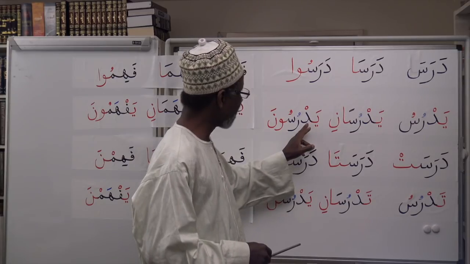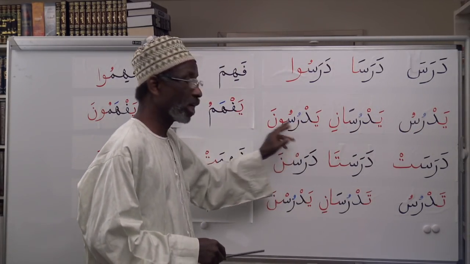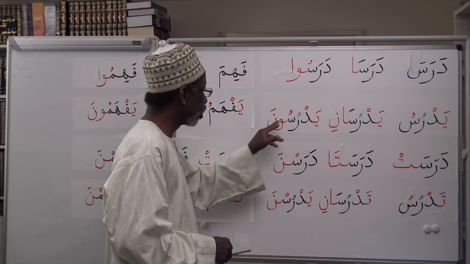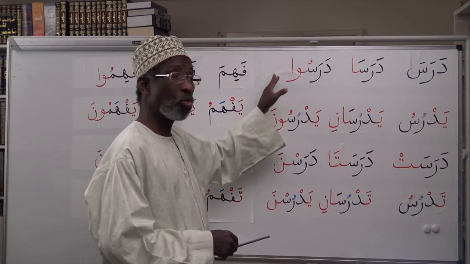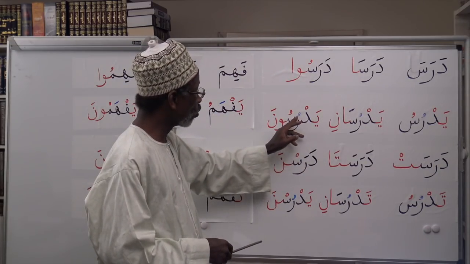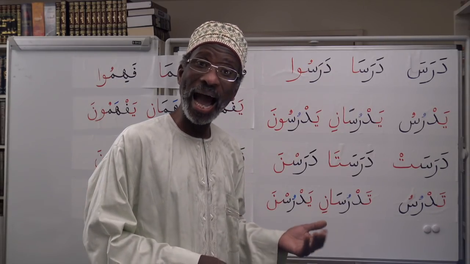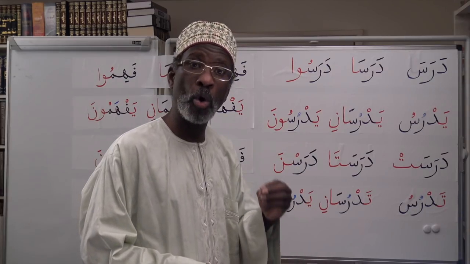Present tense, yedru, the same. Yedru, that would not change. Now the end, because it's the plural, becomes una ending. Not only u, you have na, and the alif is gone. Yedrusuna, they are studying, or they study, and that is three men or more, three boys or more.